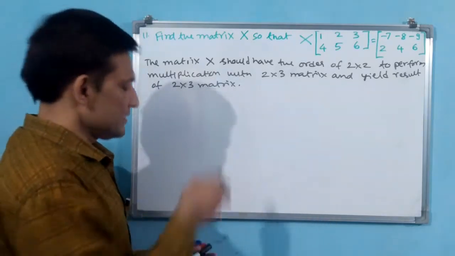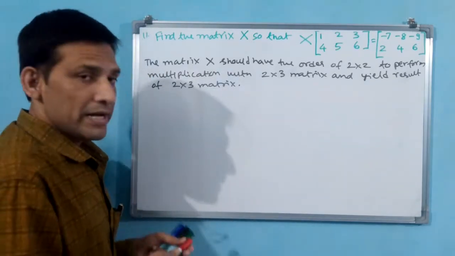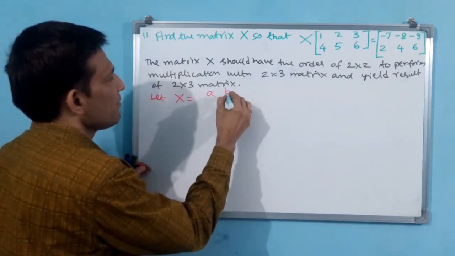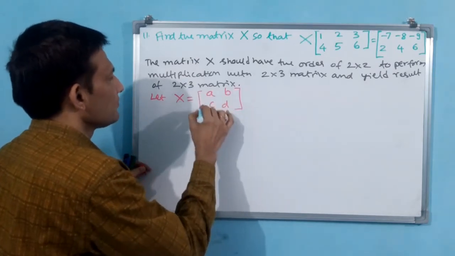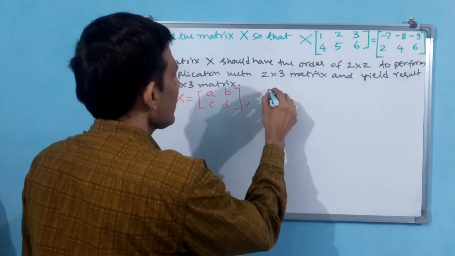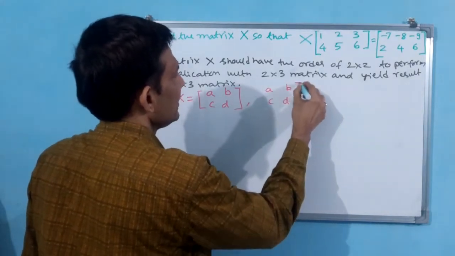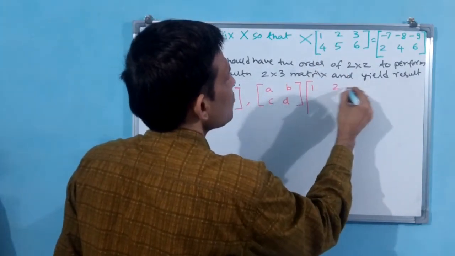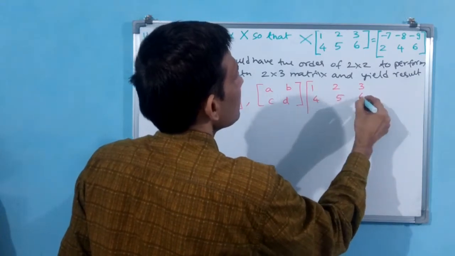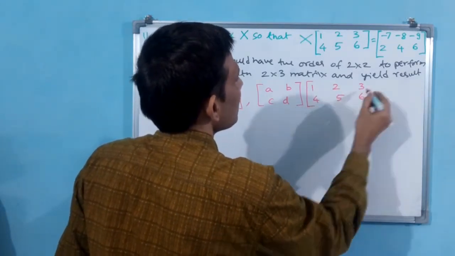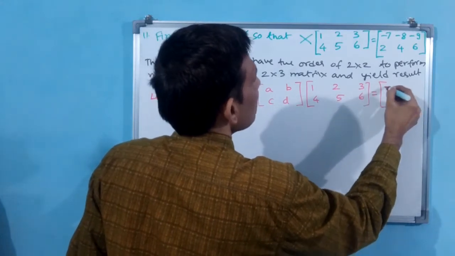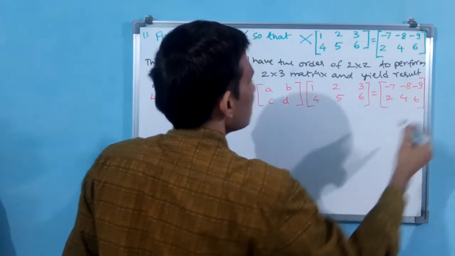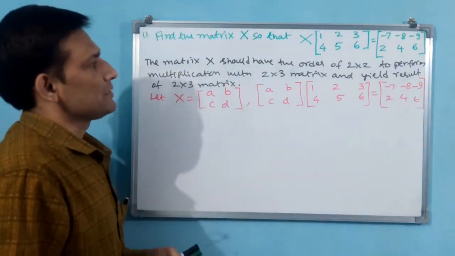Okay. Now let us take the X value. Write down: let X is equal to A, B, C, D. Why 2 by 2? Now you multiply A, B, C, D into this matrix 1, 2, 3, 4, 5, 6, that is equal to -7, -8, -9, 2, 4, 6. Okay? Now perform this operation.